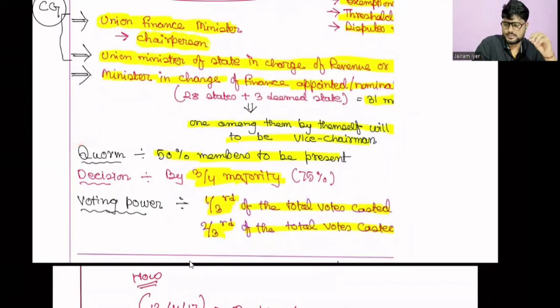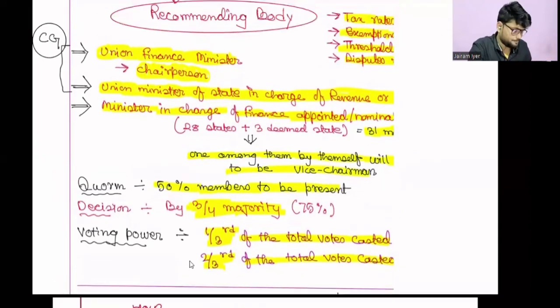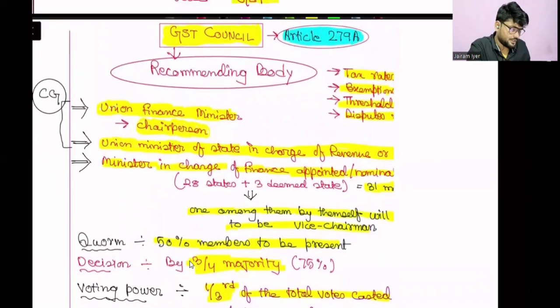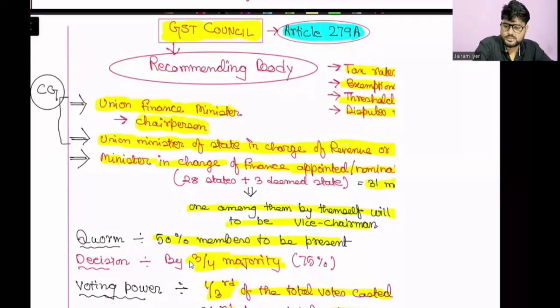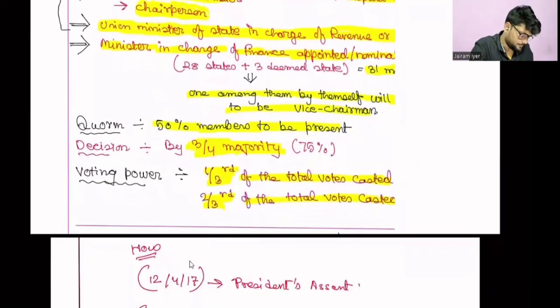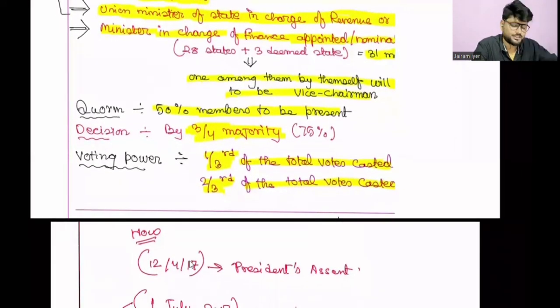GST Council meeting, okay, the quorum must be 50% members to be present. Okay, so 50% member means how many members are total? Yes, anyone calculate? 31 में 16 लेंगे. नहीं 31 क्यों, एक और है ना अभी. आप 32, यूनियन फाइनेंस 16. मिनिस्टर को नहीं गिनोगे क्या? 16. 16. ठीक है, so 16 must be there.